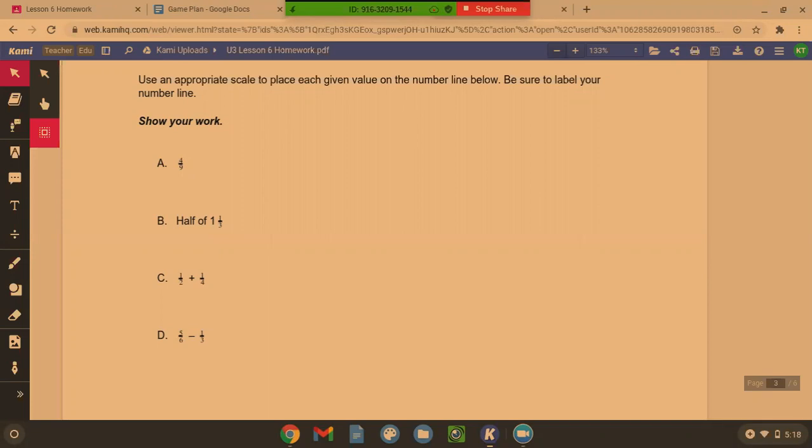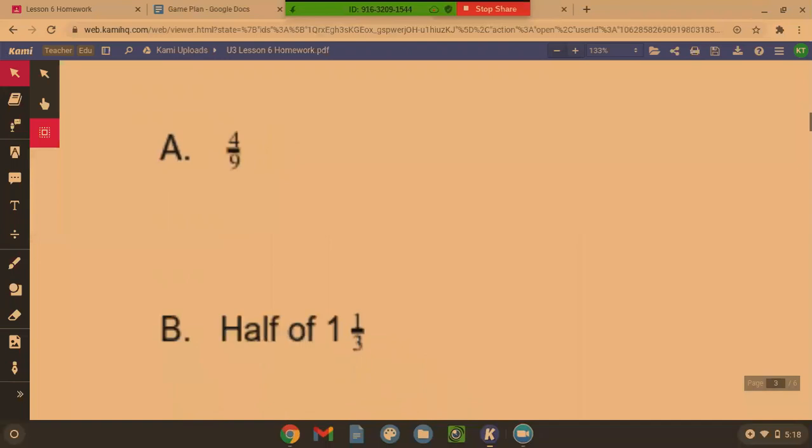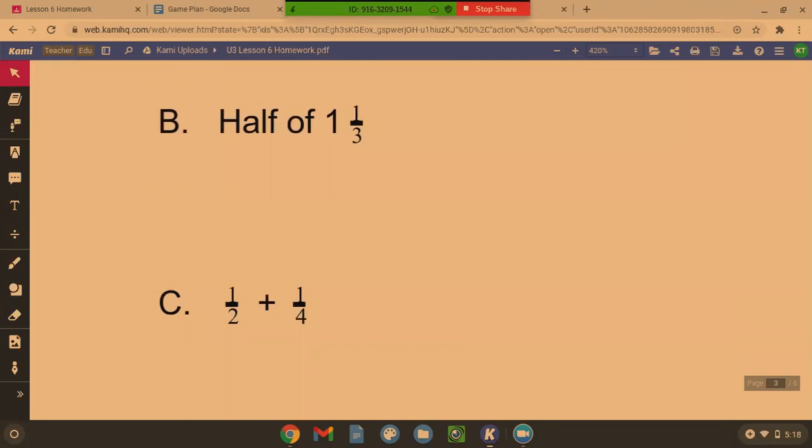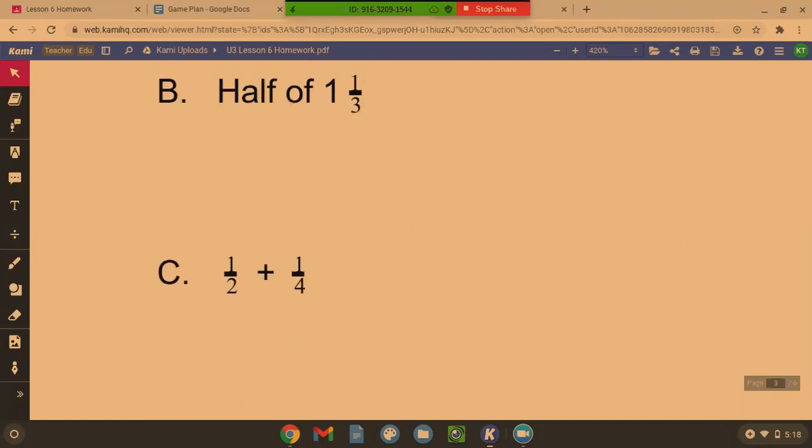Okay, so these numbers are small. Good thing we can zoom in. So A, we have 4 ninths. We go down and we do half of 1 1/3. Okay, so we're going to have to do some math for B. C, 1/2 plus 1/4. Okay, we're going to have to do some math for C as well. And I can see we're going to do math for D. 5/6 minus 1/3. All right.